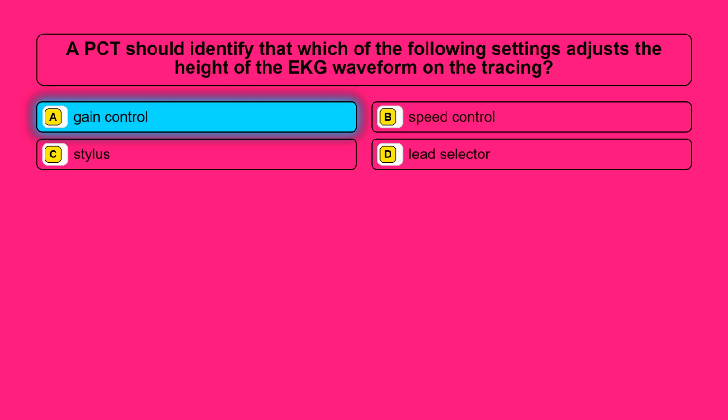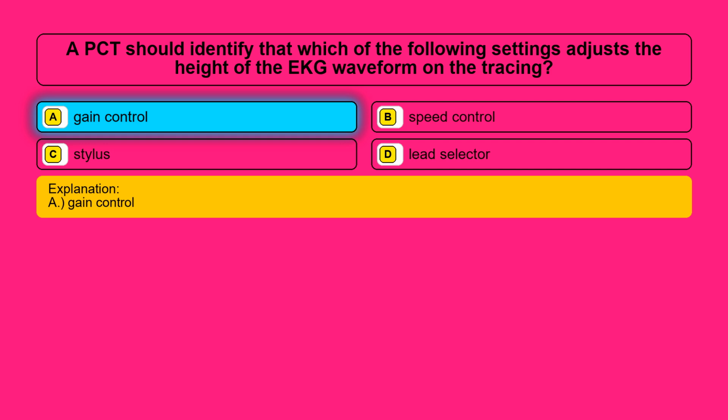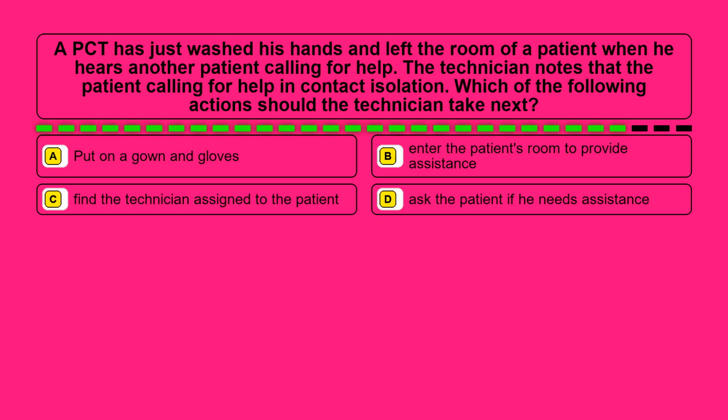The correct answer is option A, gain control. Question 76. A PCT has just washed his hands and left the room of a patient when he hears another patient calling for help. The technician notes that the patient calling for help is in contact isolation. Which of the following actions should the technician take next?